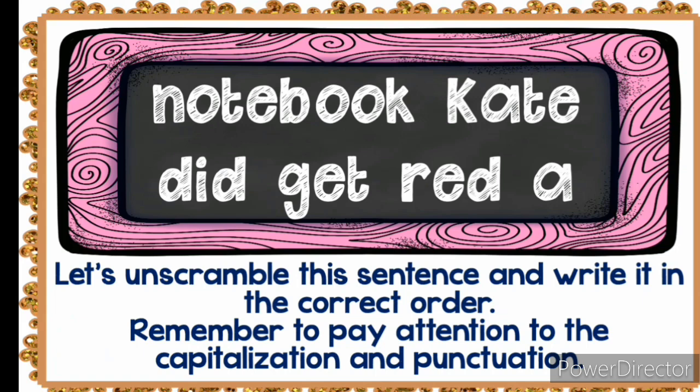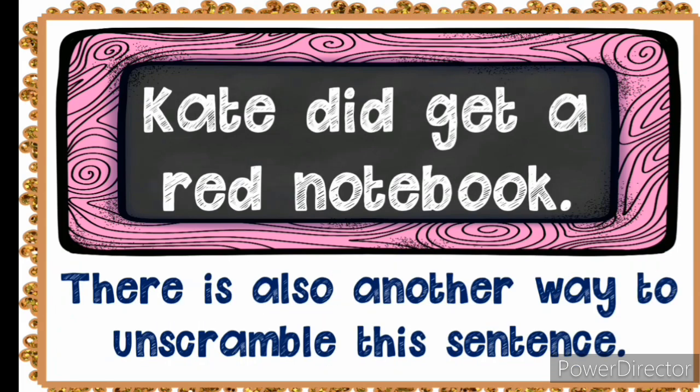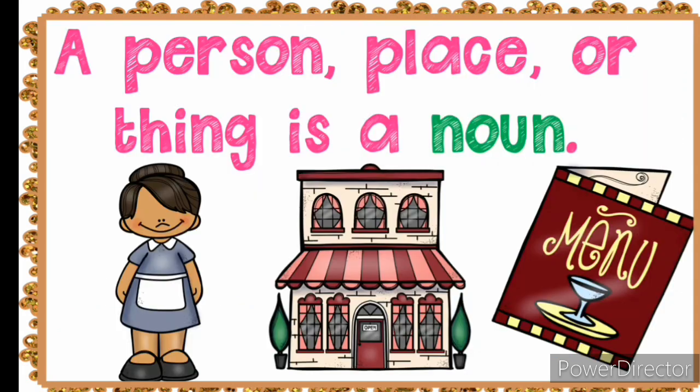Notebook Kate did get read A. Now let's scramble this sentence and write it in the correct order. Remember to pay attention to the capitalization and punctuation. Kate did get a red notebook. There's also another way to unscramble this sentence.